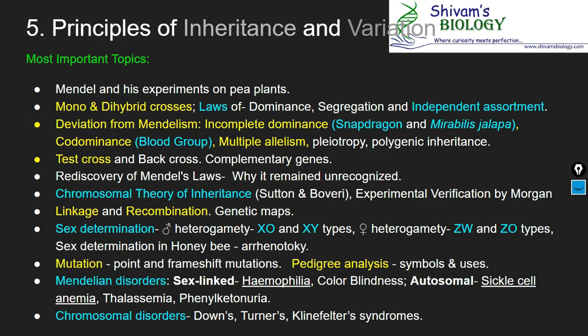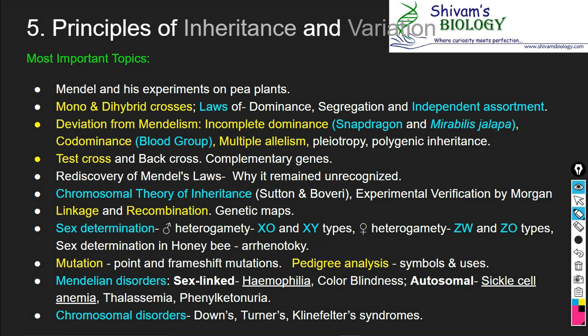In the next chapter, that is Principles of Inheritance and Variation, the most important topics are the experiments of Mendel on pea plant, and why he selected pea plant. These are important topics for your board exam. Monohybrid and dihybrid crosses, you should understand them very well, because the whole of Mendelian genetics is based upon these crosses, and the laws derived from these crosses, like laws of dominance, segregation, independent assortment, are important.